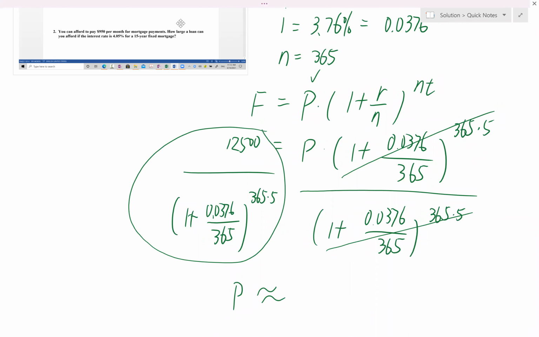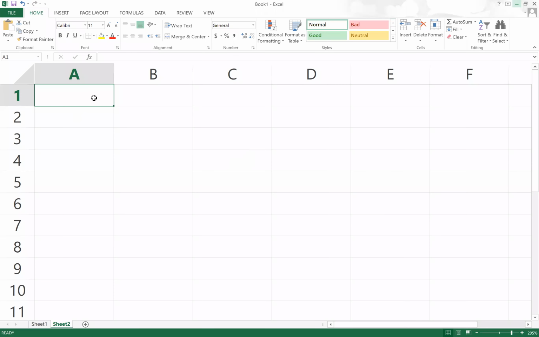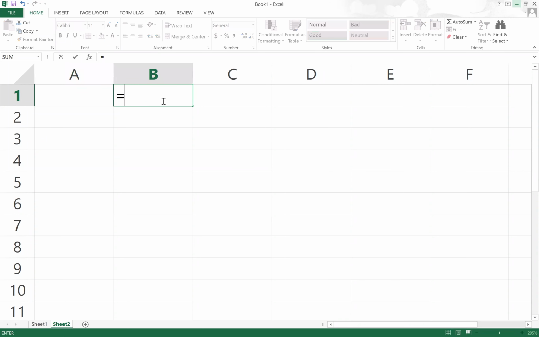So now I'll show you the Excel input really quickly. Okay, it's open. All right, so now it's going to be 12,500 divided by the denominator, which is open parenthesis, 1 plus the rate, 0.0376 divided by 365, and now raised to the exponent, 365 times 5, and then close parentheses. So that's a complete input. Once you have the right input, the result should be correct.